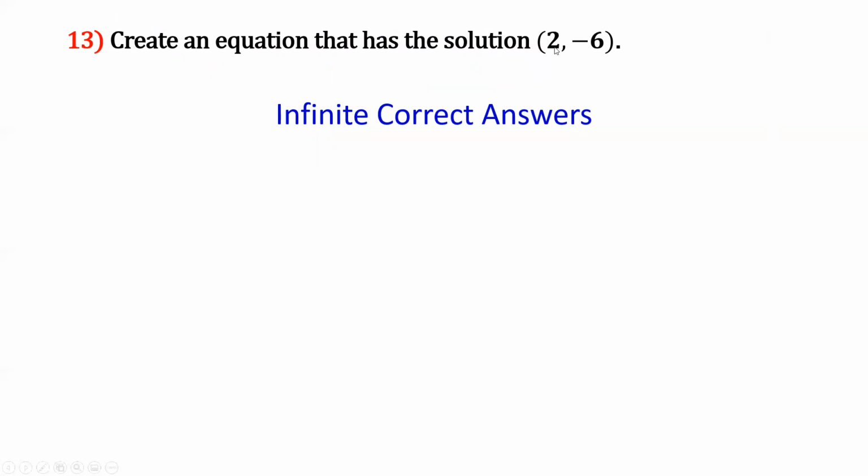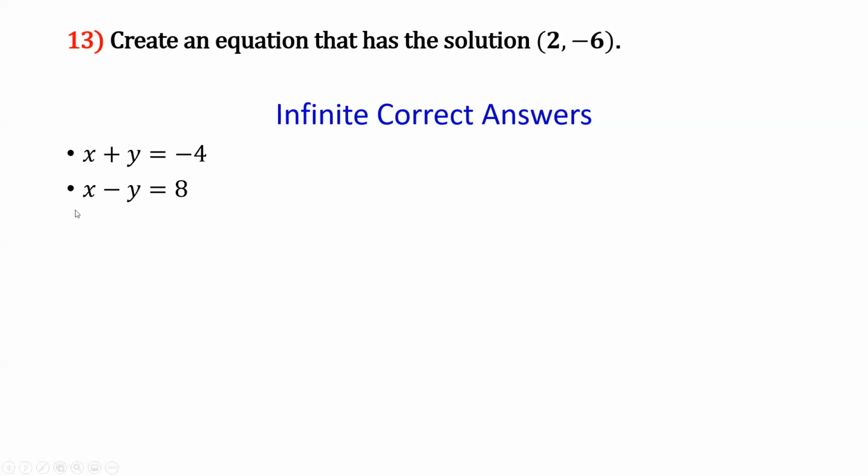First, just think about what happens if you add your x and your y. That's a simple equation to create. I can add my x and y, and if I add these numbers, 2 plus negative 6, well, that will give me negative 4. So this equation has the solution 2 comma negative 6. Well, what about instead of adding my x and y, what happens if I subtract my x and y? Well, if I do 2 take away negative 6, I get positive 8. So this equation would also be a correct answer.